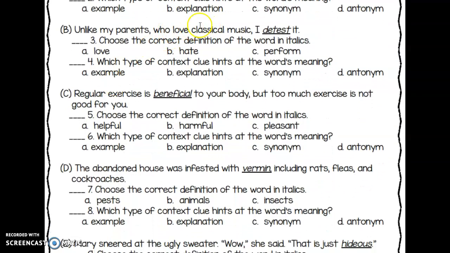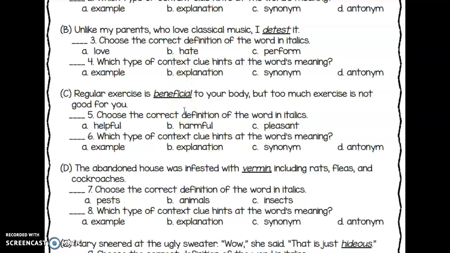B. Unlike my parents who love classical music, I detest it. So A, love. Unlike my parents who love classical music, I love it. That does not make sense because here we are given the word unlike. That lets us know that we're looking at an antonym. So we're looking for the opposite of love. B, hate. Unlike my parents who love classical music, I hate it. That makes sense, and love and hate are opposites. So we know that B is our answer.